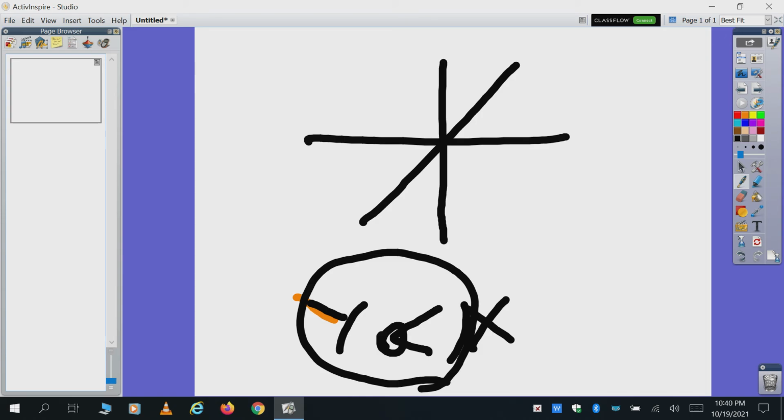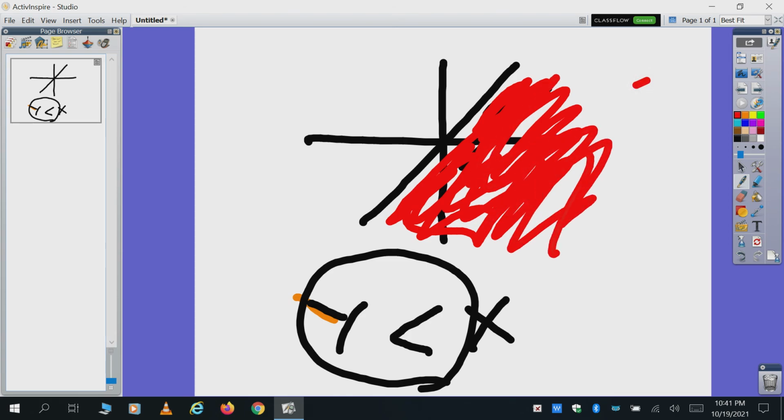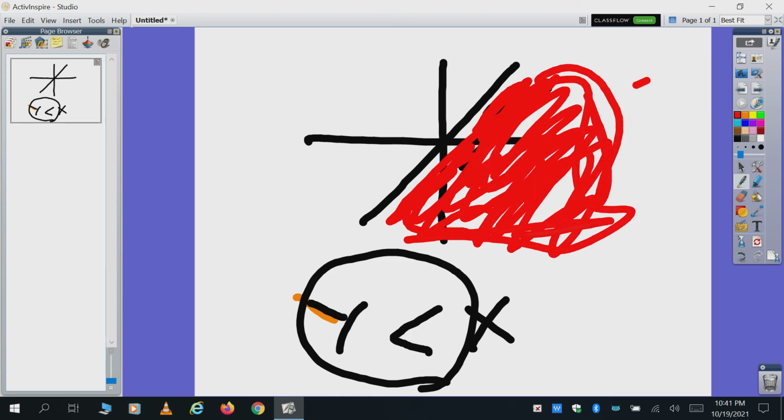Basically, that's telling you that your inequality is facing away from your y. So if you have your inequality facing away from your y, we're actually going to shade the bottom part. We're going to shade all the bottom part. There we go. You're going to stop right when you get to the line. Once you're done with that, that's basically all you have to do.